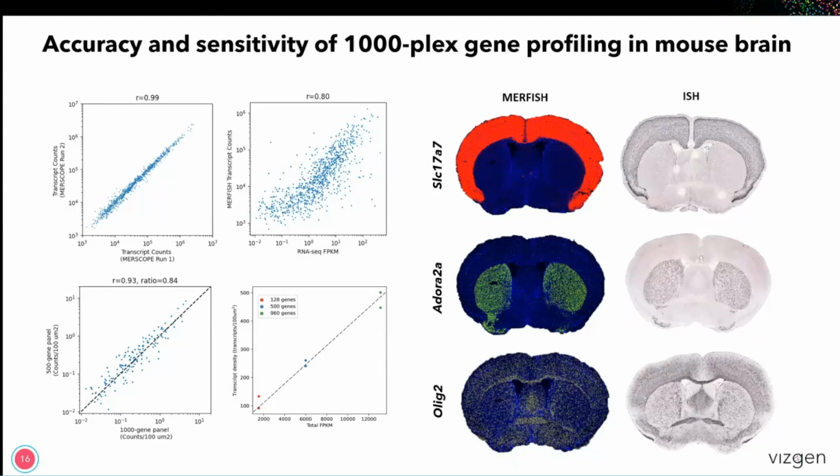By comparing the Merscope data to bulk RNA sequencing data of the mouse brain, we can see a good linear relationship between the two methods, supporting high accuracy of the measurement.